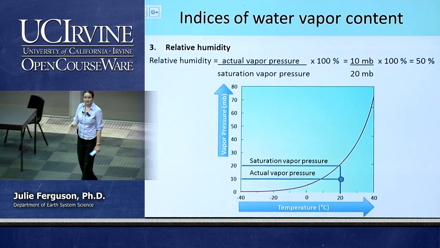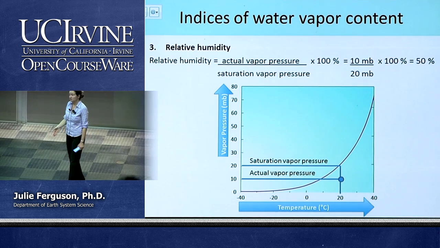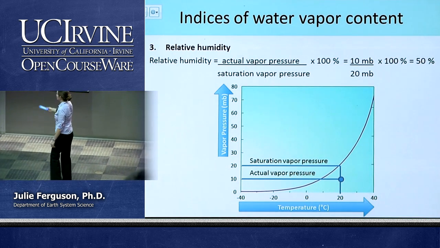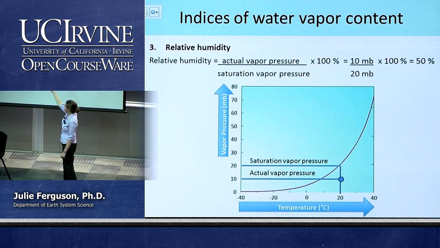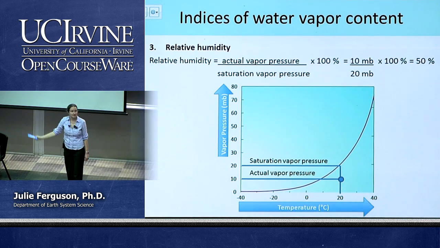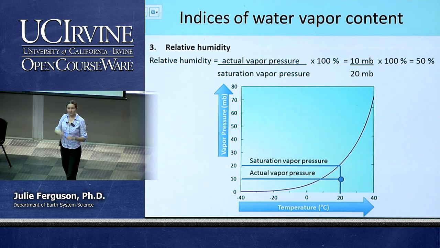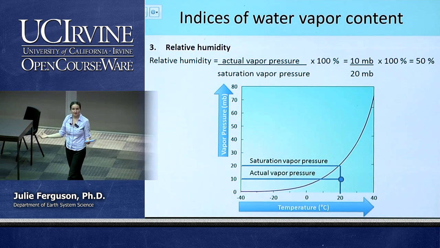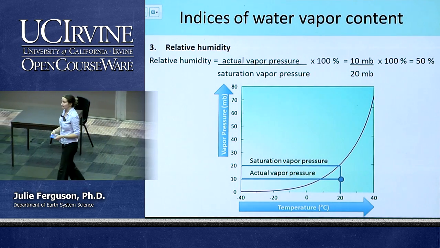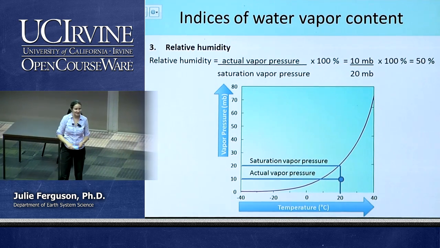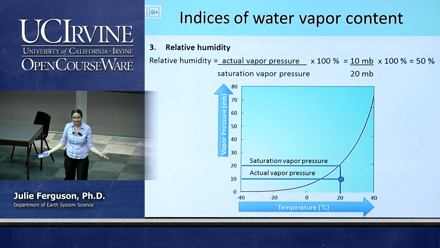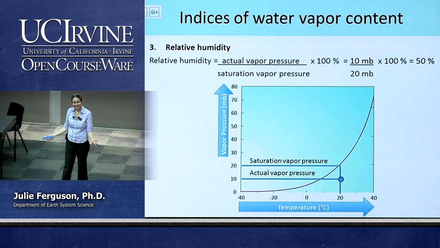So at what point do we become saturated at 20 degrees Celsius? Well, you can see if we draw a line up from 20 degrees Celsius, we hit that red line at about 20 millibars. So we could potentially have 20 millibars of vapor pressure before we hit saturation. Okay? So 10 divided by 20 times 100% is 50%. So not too tricky, right?